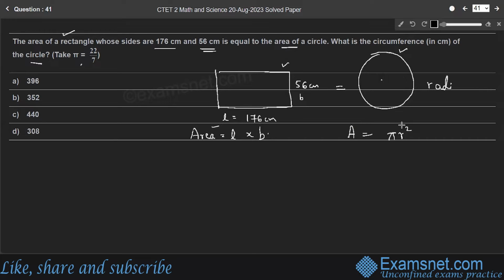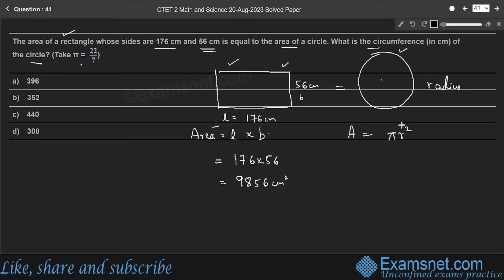Radius of the circle. Here the question is to find the circumference of the circle. So circumference means 2 pi r, right? So let us go one by one. First, let us find the area of the rectangle. Since it is length into breadth, it is 176 into 56 centimeter. So you will get 176 into 56 as 9,856 centimeter square, which is the area of the rectangle.